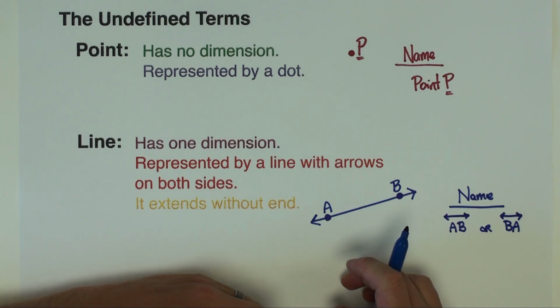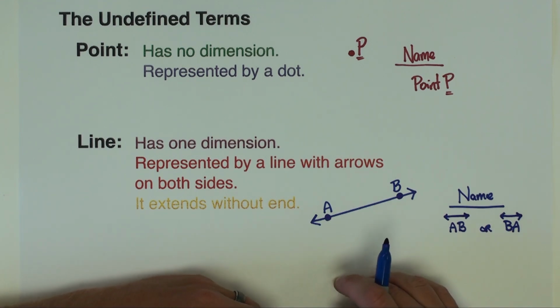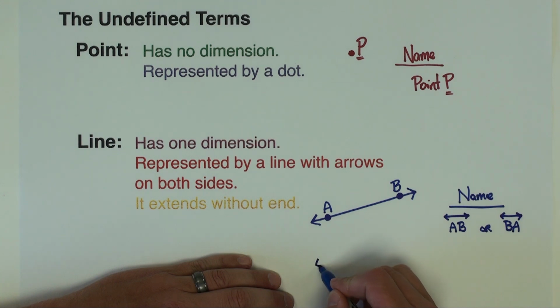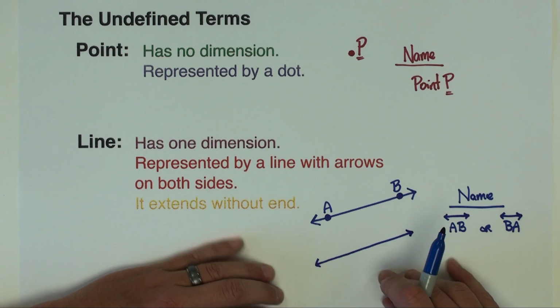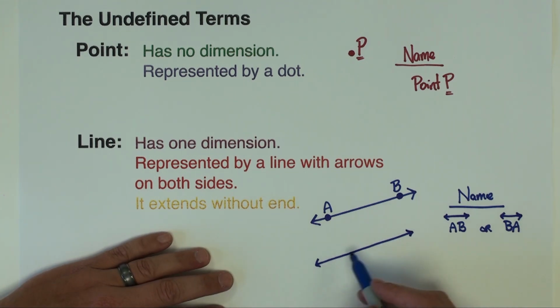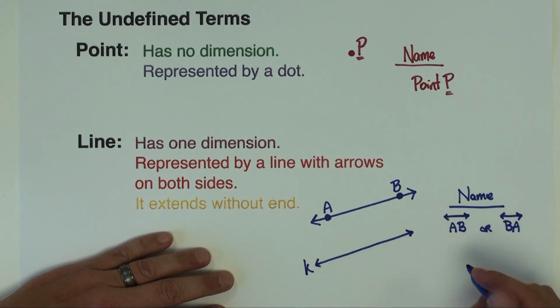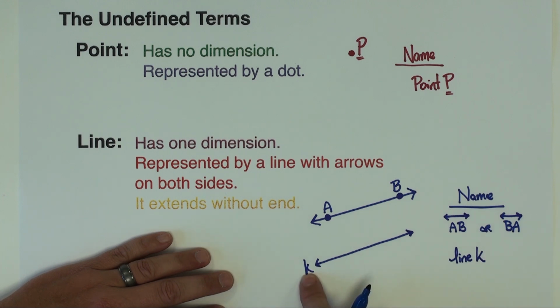Now the other way that you're going to see lines named, so sometimes you'll see lines that look like this, and they don't put points on the line for you, but they might name the line a little bit differently. So out on either end of the line, it doesn't matter which end, you might see a lowercase letter. So maybe we see letter K on the end of that line. And then we can name the line a little bit differently. I could write this as line, actually use the word line, and then K.